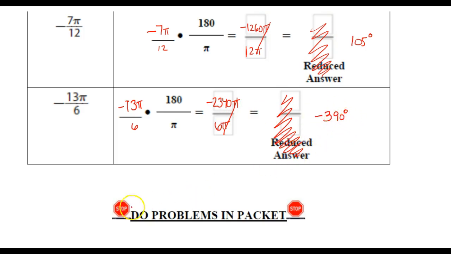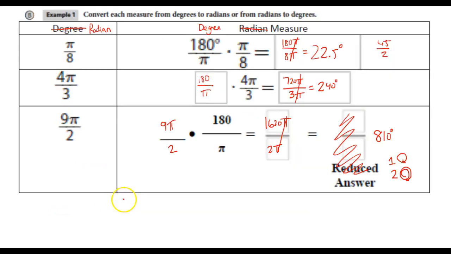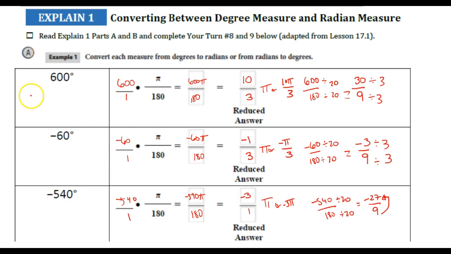Okay, so just like it says here, stop and do the problems in your packet. Just so you know, again, if you're trying to change a radian, so if they give you something like this, notice how we're going to be multiplying 180 over pi. If they do end up giving us something like a degree, we're going to be multiplying by pi over 180. Okay, so just keep that in mind.